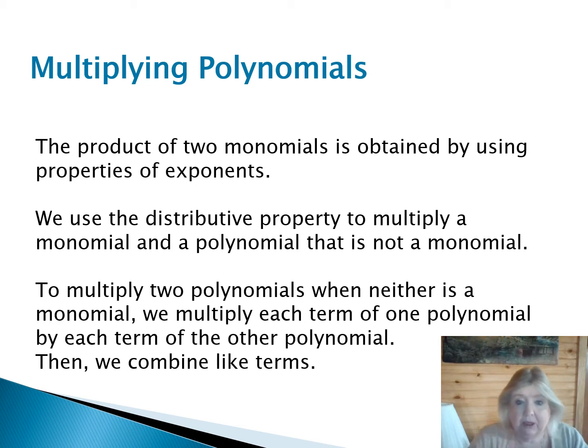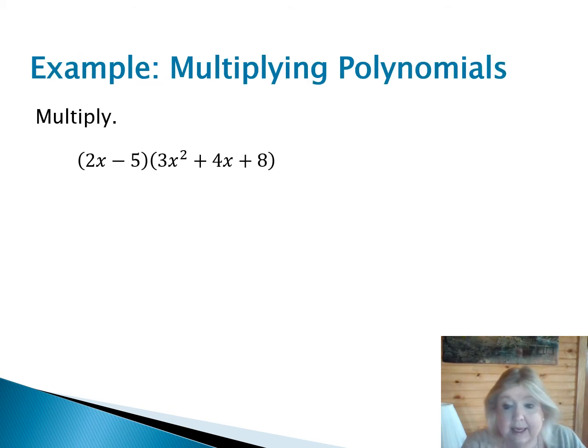And if we're going to multiply two polynomials when neither is a monomial, we multiply each term of one polynomial by each term of the other polynomial. Then we go back through and add the polynomials by combining like terms. Let's take a quick look at multiplying a binomial by a trinomial.